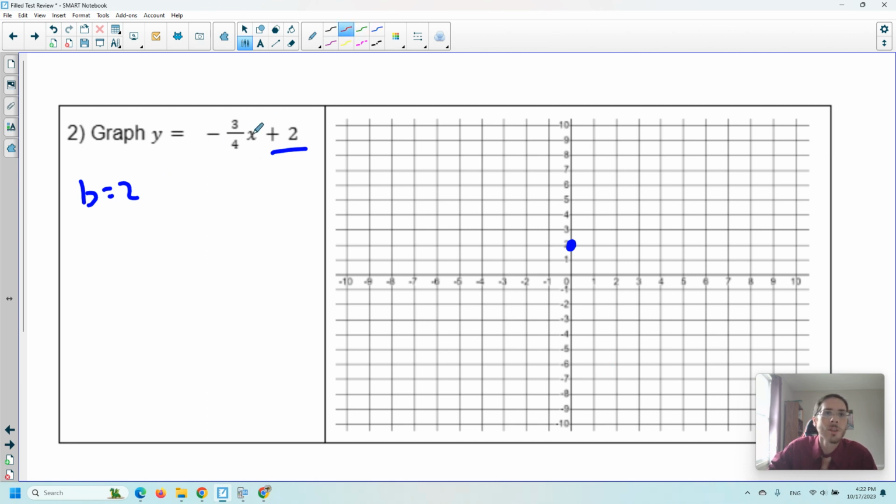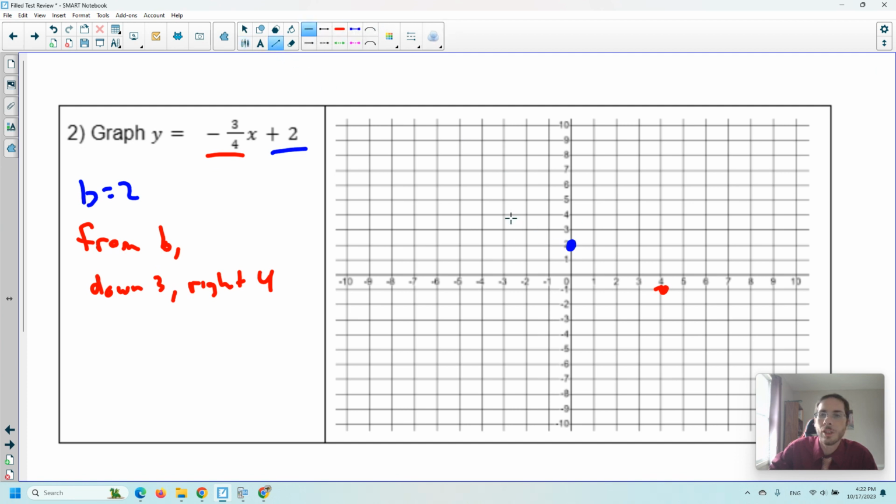And then we also have the slope. So the slope is negative 3 over 4. So from b, we're going to go down 3, right 4. So 1, 2, 3, 1, 2, 3, 4. And then we can just draw a line. I'm going to cheat. I'm going to use the line tool. I'm just going to make a nice little line. And then we'll just extend the line the other direction, right through the blue and the red.